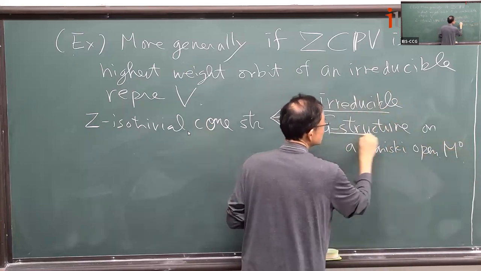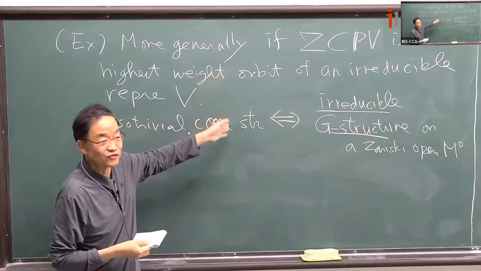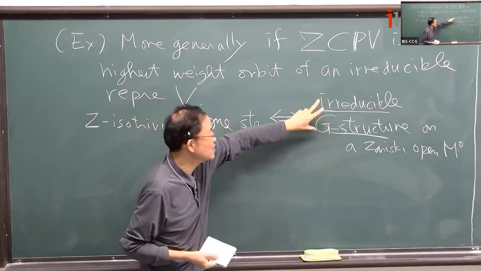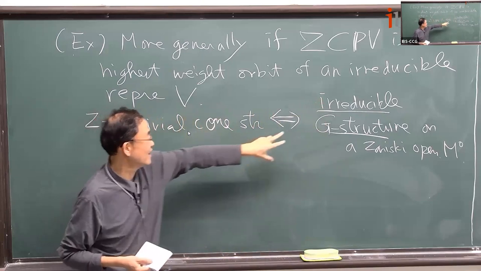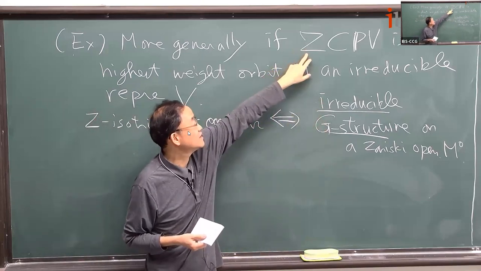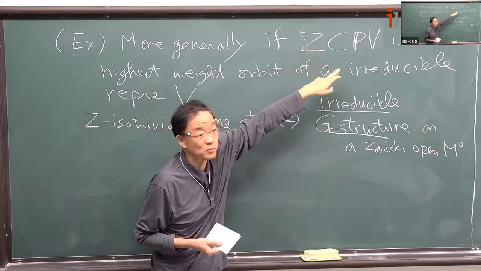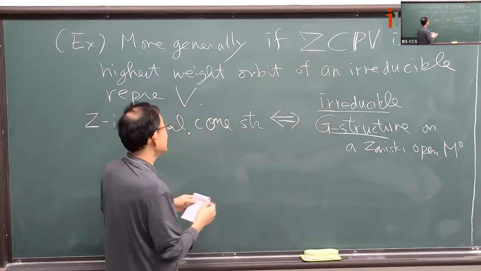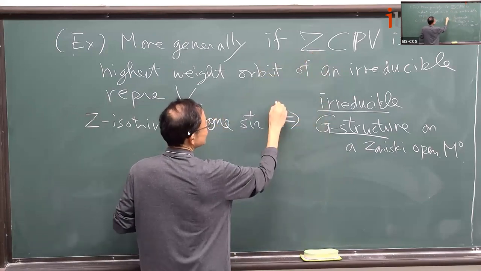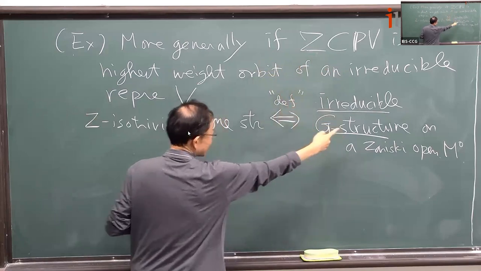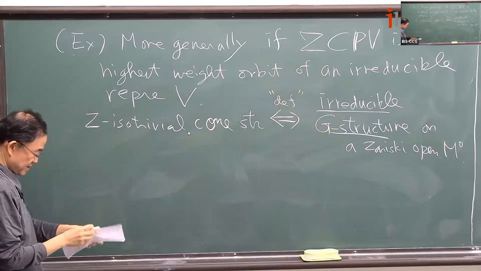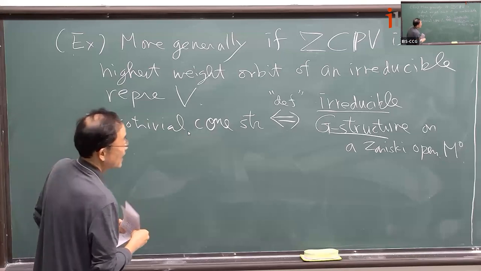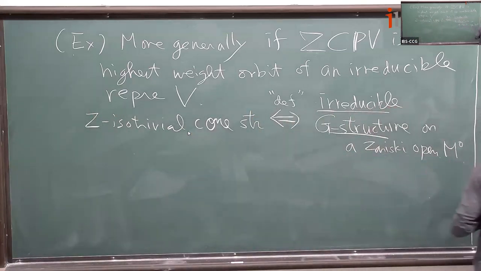So irreducible G structure is more or less just a definition. If you are not familiar with this, you can regard it as that definition: irreducible G structure means that this variety is a highest weight orbit of an irreducible representation. It's not exact, but for today you can just regard this as a kind of definition. Okay, that gives some examples. And then I will introduce some more concepts.